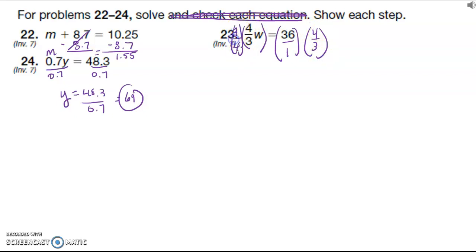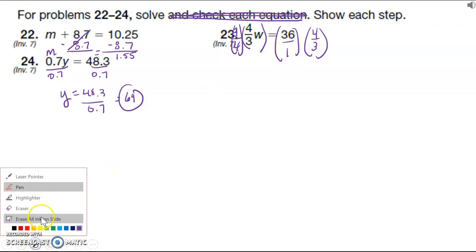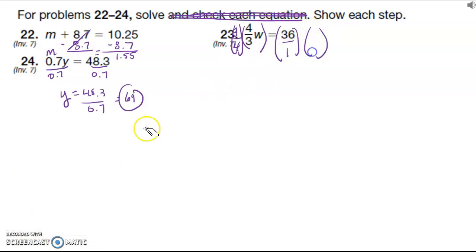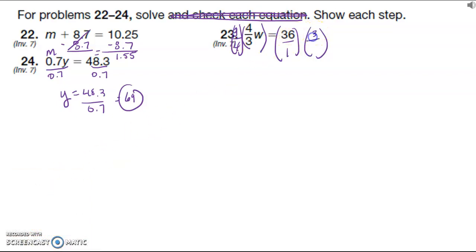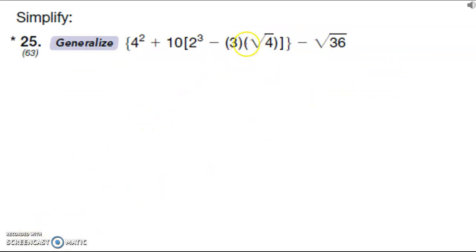Oh, it's 3/4. Let me erase that. So this cancels and I get W equals 36 times 3 over 1 times 4. 108 over 4. 27. Alright, let's see what else we've got. Oh boy, let's see if we can get this one done.